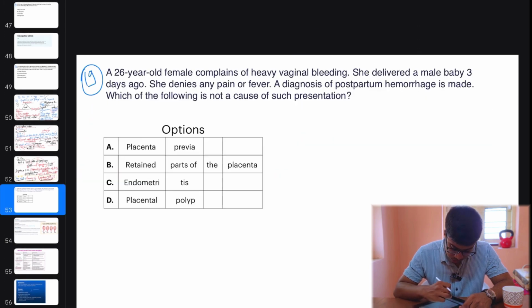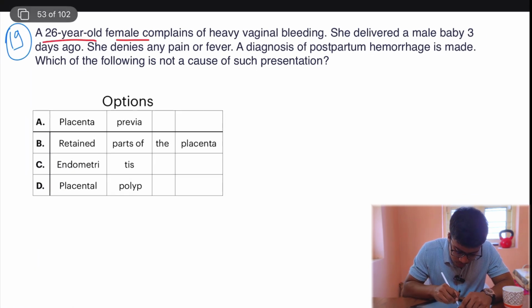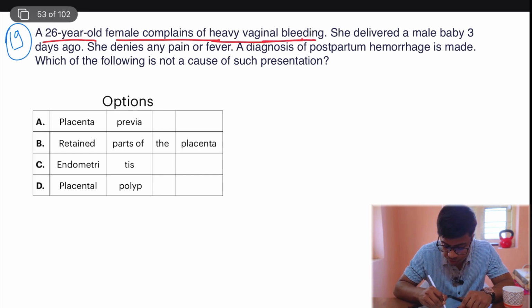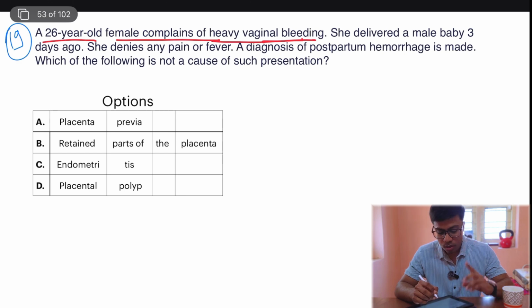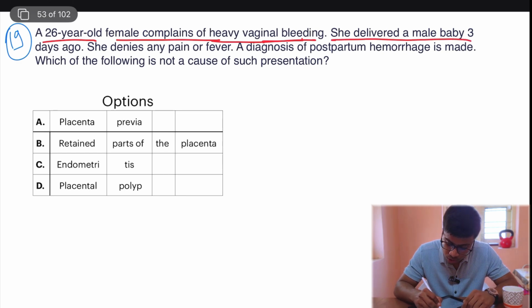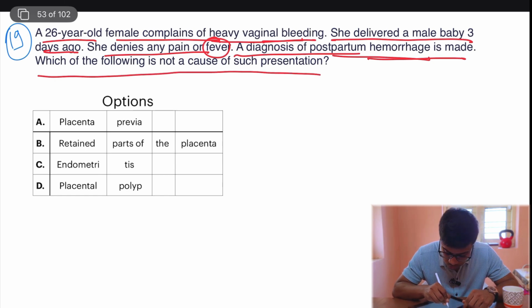So that's it. Moving on to the next question. A 26-year-old female complains of heavy vaginal bleeding. This question should be solved according to our AUB approach. She delivered a male baby 3 days ago. She denies any pain or fever. A diagnosis of postpartum hemorrhage is made. Postpartum hemorrhage diagnosis is already made. Which of the following is not a cause of such postpartum hemorrhage?